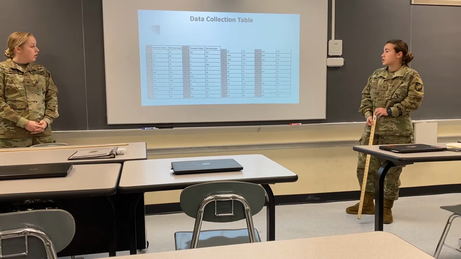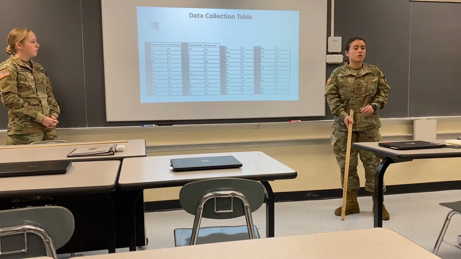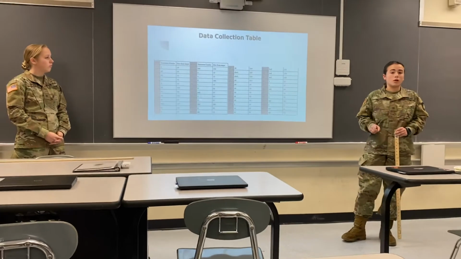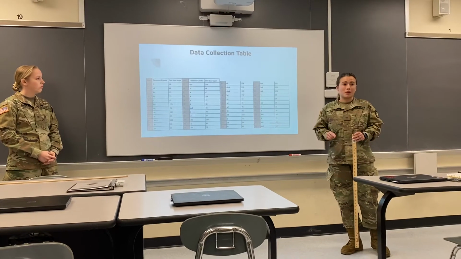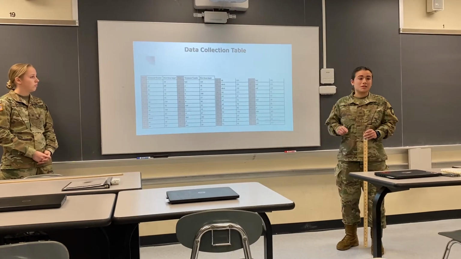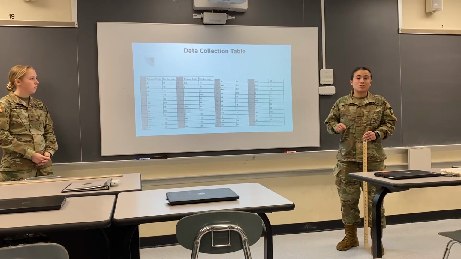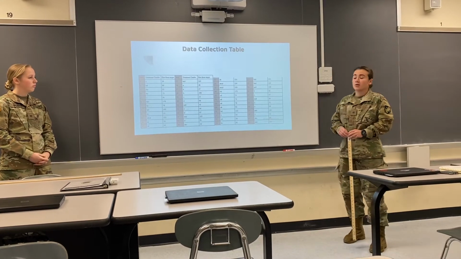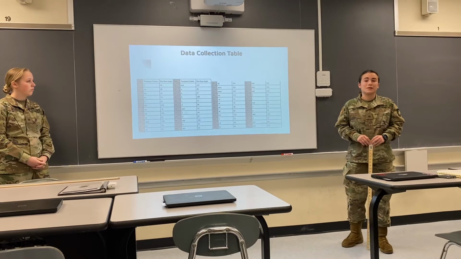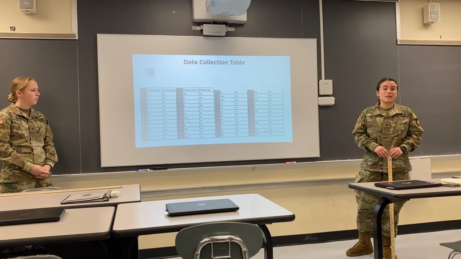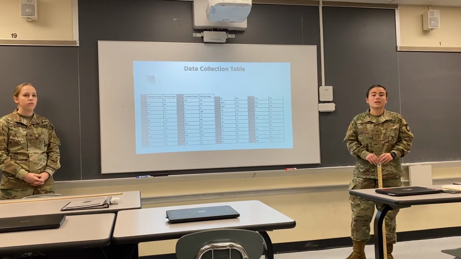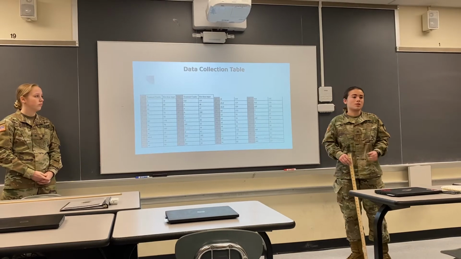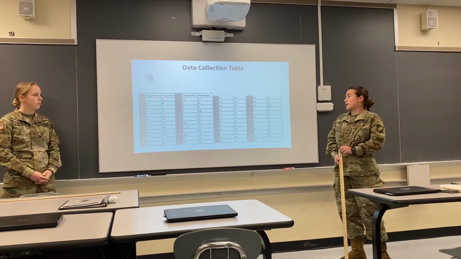So this is our data collection table. In our data collection table, we had one outlier. It was a huge outlier. It was something like 100 inches difference. So we don't know where that went wrong. We don't know whether it was in recording, whether it was in the person that was looking at where it landed, or whether it was the person shooting. Maybe they shot differently. We're not sure how.